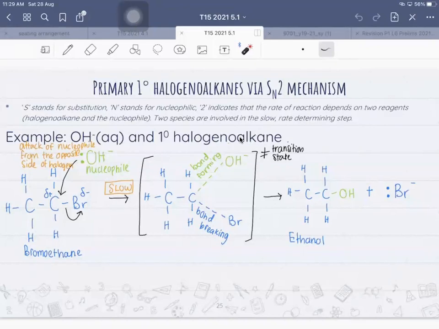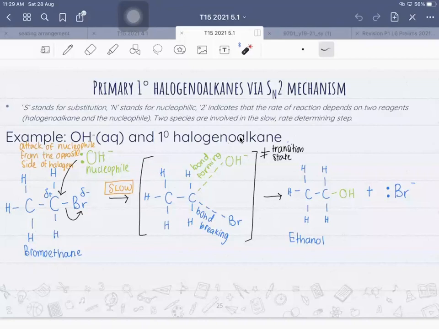Just to recall again, the carbon-bromine bond is polarized because there is a difference in electronegativity between the carbon and the bromine. Bromine is higher in electronegativity compared to carbon, so bromine becomes delta minus, carbon becomes delta plus.